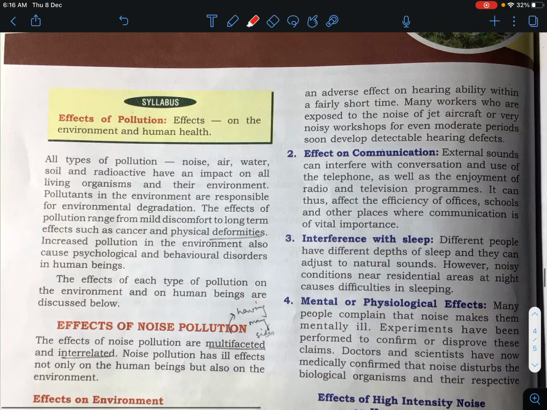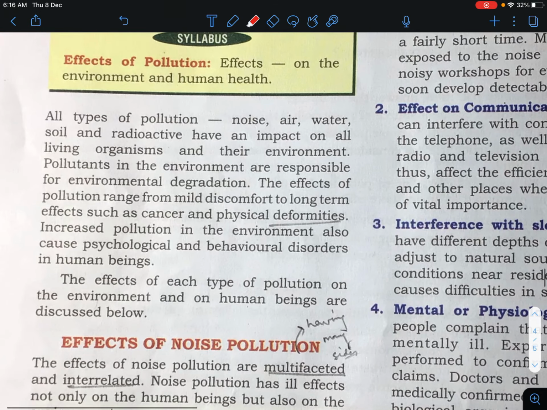Now, the first paragraph says that all types of pollution, such as noise, air, water, soil and radioactive, have an impact on all living organisms and their environment. Yes, it is very true that all types of pollution have an impact on living organisms as well as on the environment. It's very important. The pollutants present in the environment are responsible for environmental degradation.